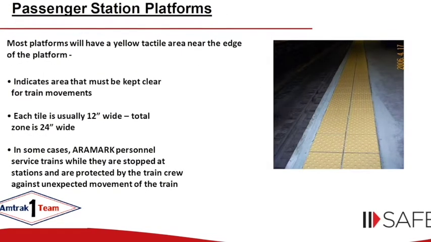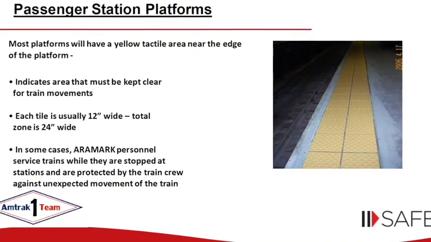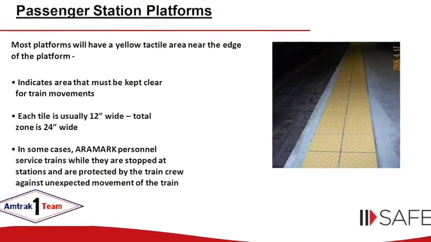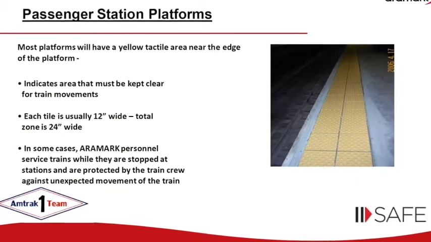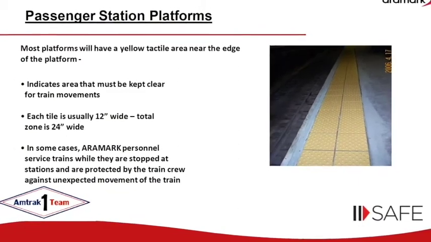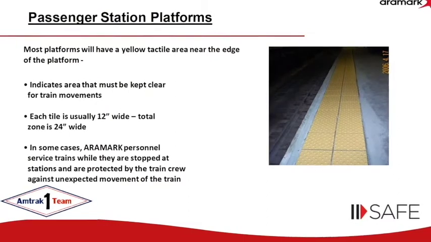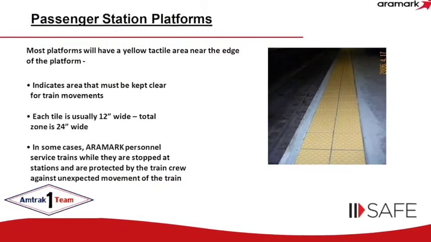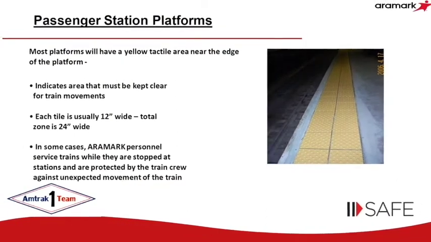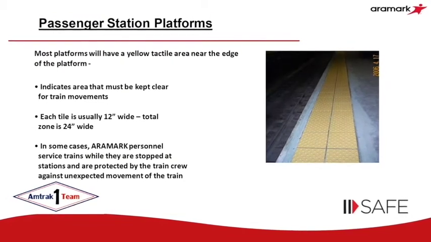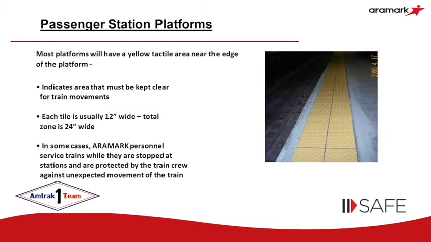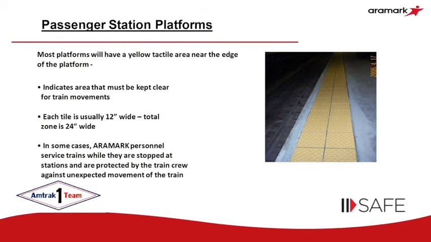Passenger station platforms. Most platforms will have a yellow tactile area near the edge of the platform. This indicates that the area must be kept clear for train movements. Each tile is usually 12 inches wide. A total zone is 24 inches wide. In some cases, Aramark personnel service trains while they are stopped at stations and are protected by the train crew against unexpected movement of the train.